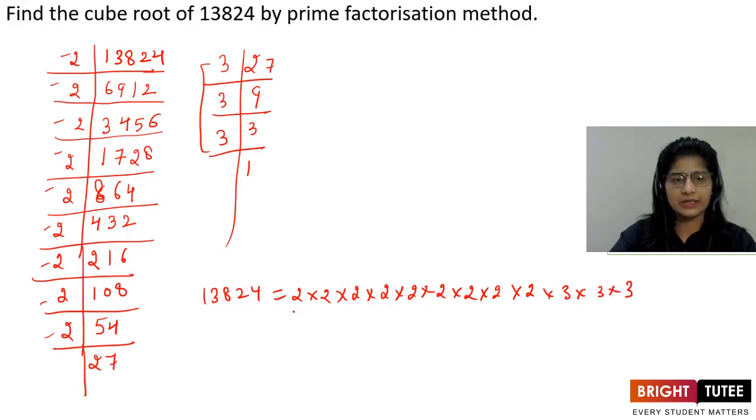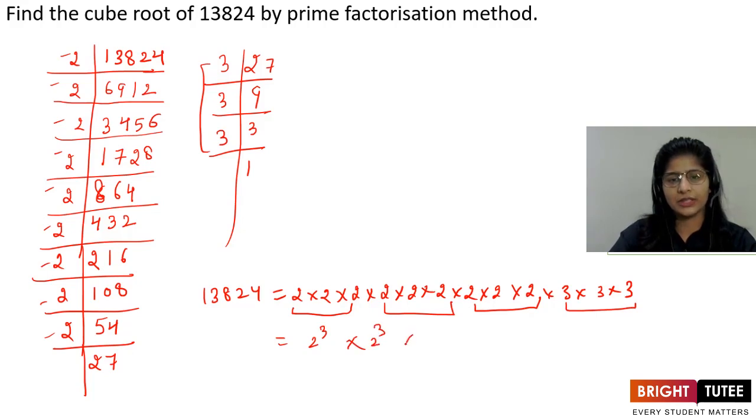Form the triplets. This is the first group of 3, again a group of 3, this is the next group of 3, and this is another group of 3. So yes, it can be written as 2 to the power 3, 2 to the power 3, 2 to the power 3 and 3 to the power 3. And here we have 13,824, right?